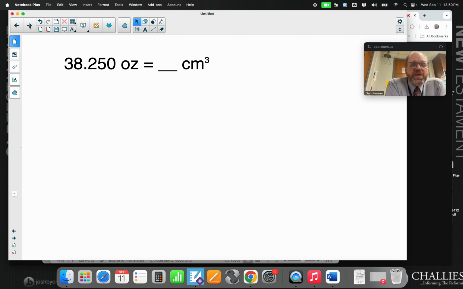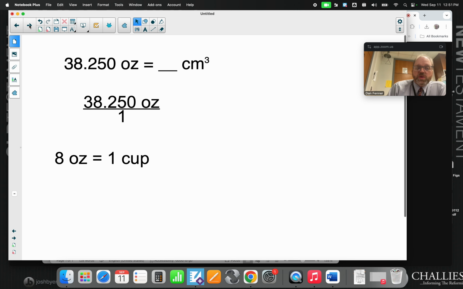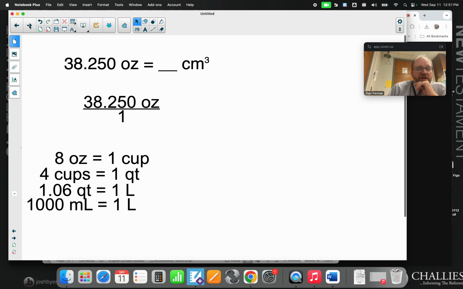I said they had 38.250 ounces, and I want to know how many cubic centimeters that is. In order to do that, according to the process, we take the given over 1. Then we look at that list I gave you. Ounces goes to cups, so 8 ounces is 1 cup. Cups goes to quarts. Quarts goes to liters. Liters go to milliliters. And one last time, milliliters goes to cubic centimeters.